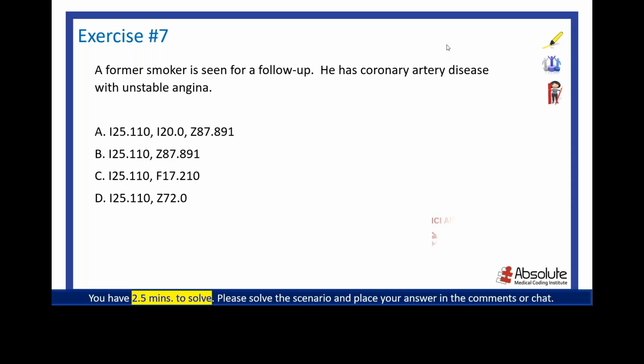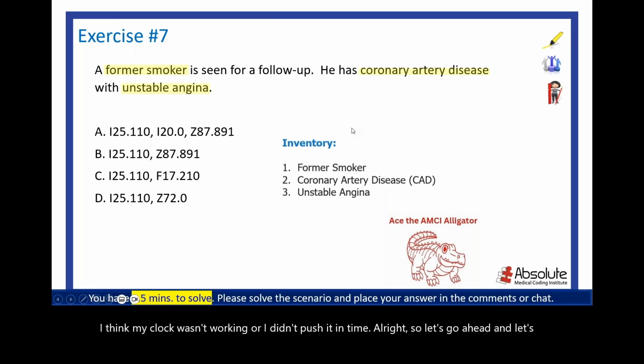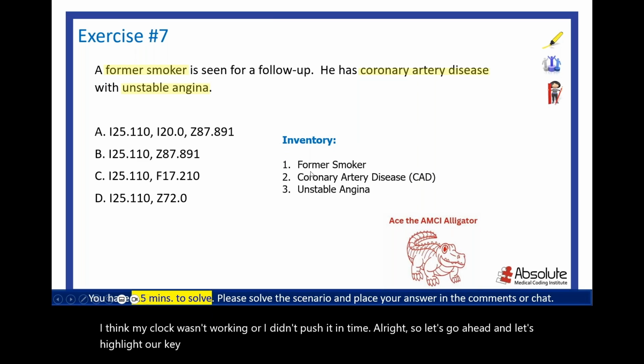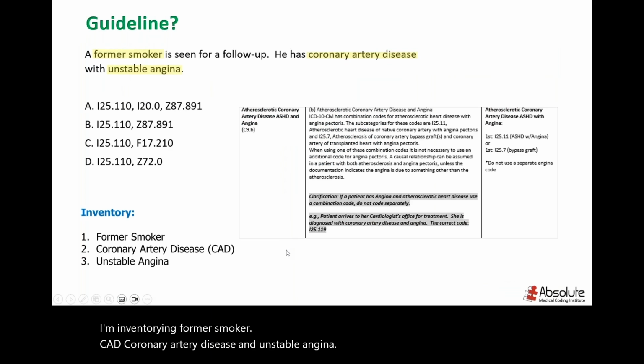Okay, I think my clock wasn't working or I didn't push it in time. All right, so let's go ahead and highlight our key terms. I'm inventorying former smoker, CAD, coronary artery disease, and unstable angina. So there's nothing I can eliminate on sight. So I'm just going to pull out the guideline.